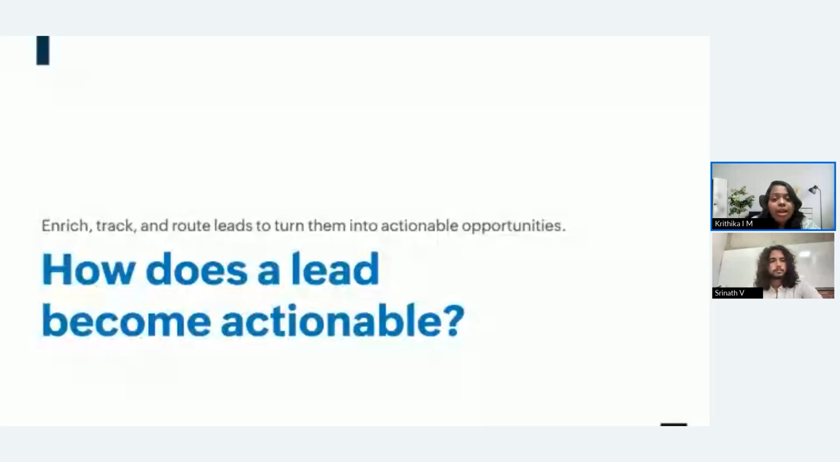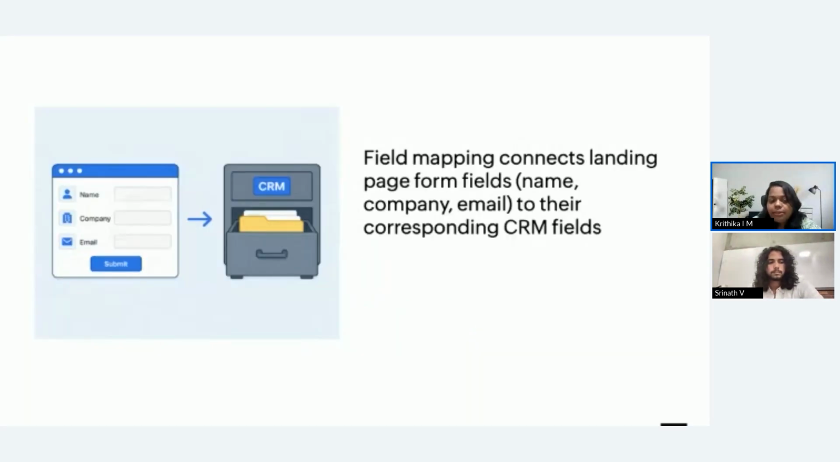Now that the lead has entered CRM, the next question is how have we made it actionable? There are a few important capabilities that come into play here. The first is field mapping that we did. This is going to connect the fields in your landing page precisely to the correct fields in CRM. So instead of manually organizing the data later, everything gets structured properly from the beginning.